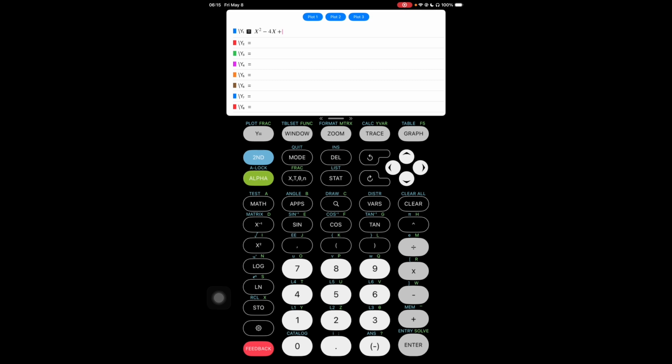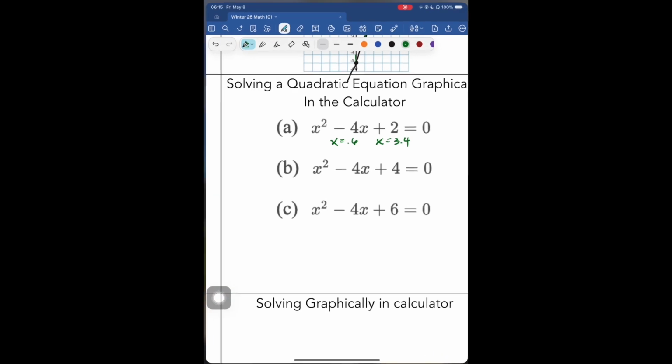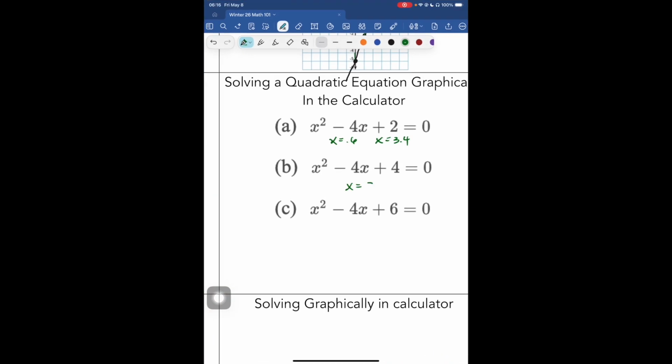I'm going to delete that and put 4, graph. And as you can see, there's only one x-intercept, and it's right at 2. So we're going to say x equals 2.